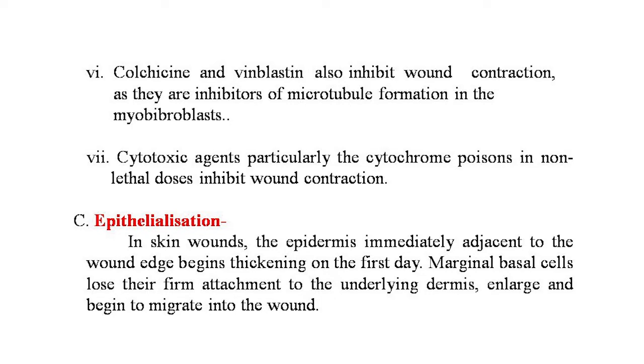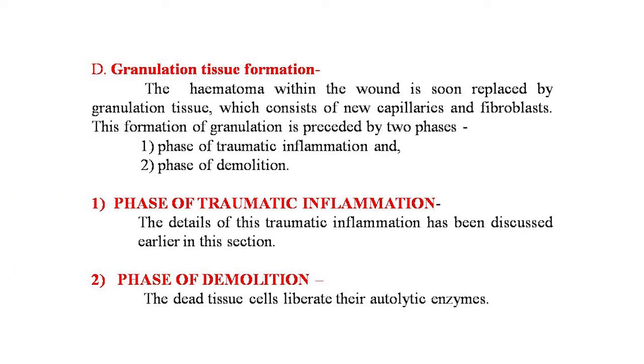Next point is granulation tissue formation. The hematoma within the wound is soon replaced by the granulation tissue, which consists of new capillaries and fibroblasts. This formation of the granulation tissue is preceded by two phases: the phase of traumatic inflammation and the phase of demolition. First, the phase of traumatic inflammation. The details of this traumatic inflammation have been discussed earlier in this section. Second is the phase of demolition.